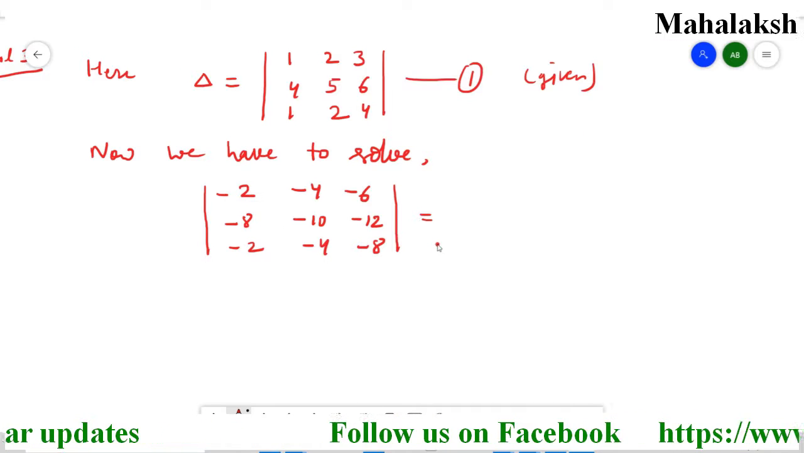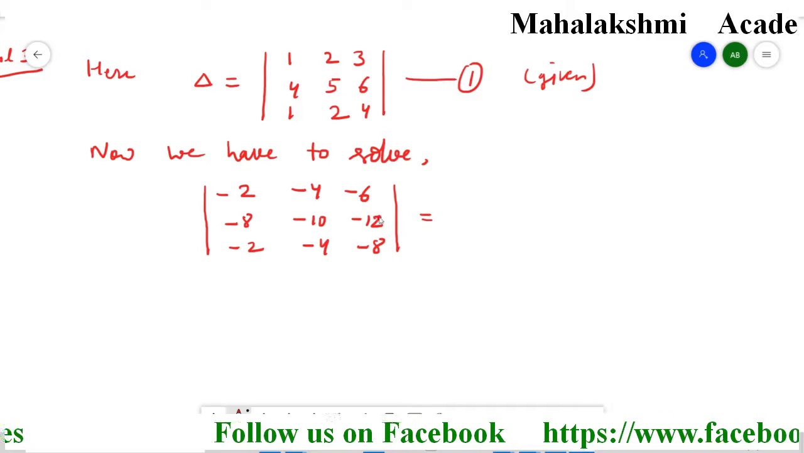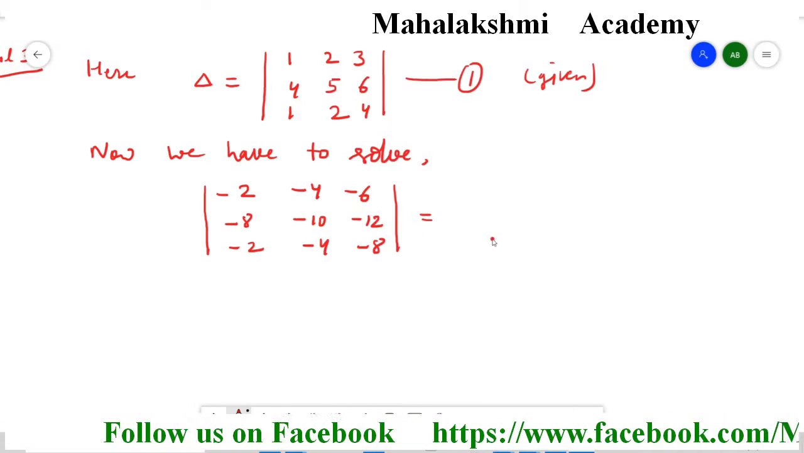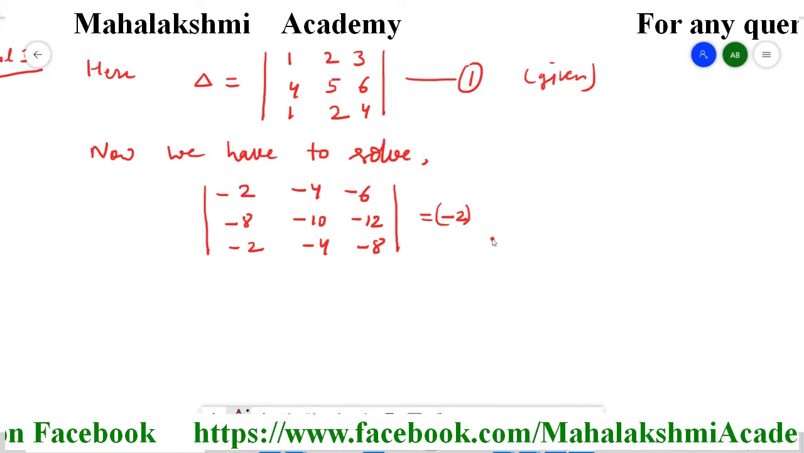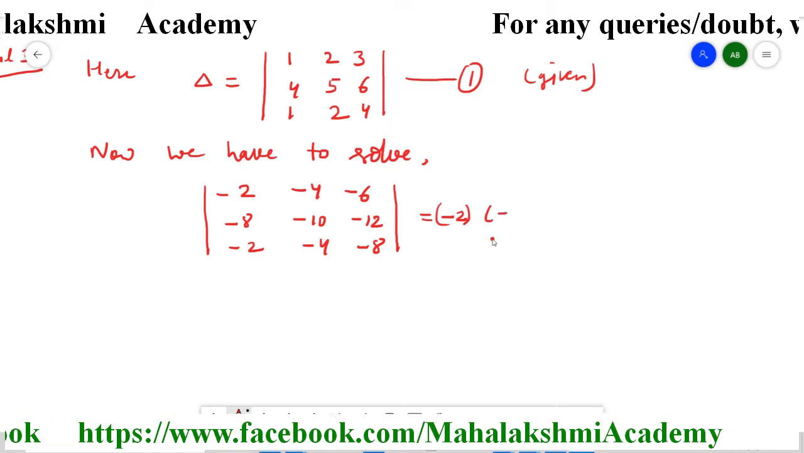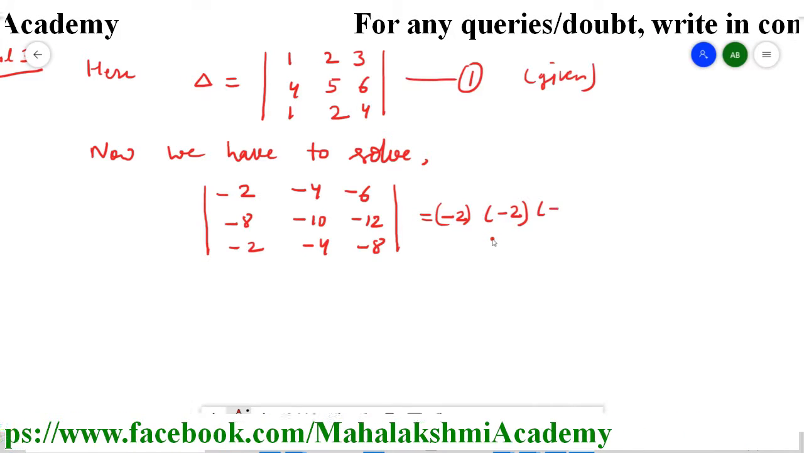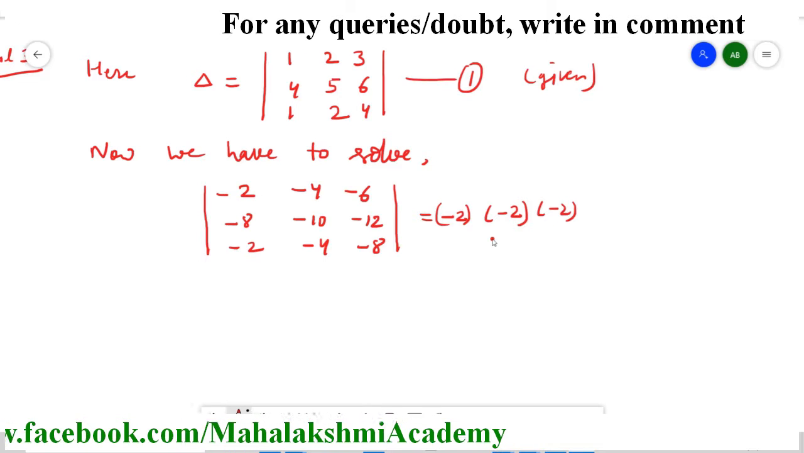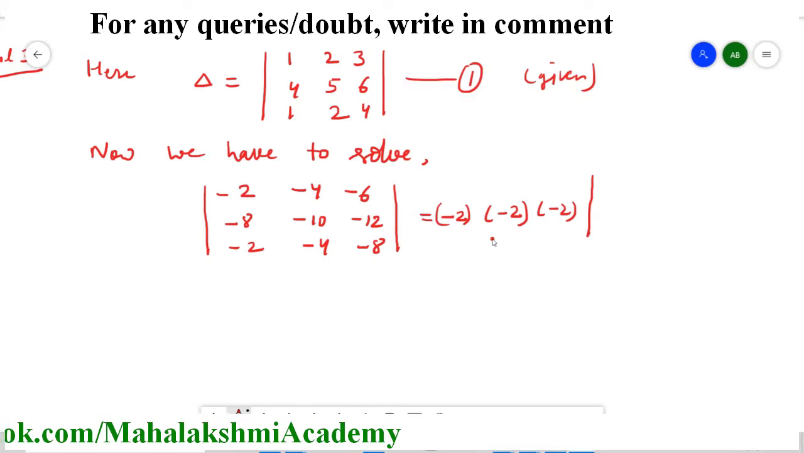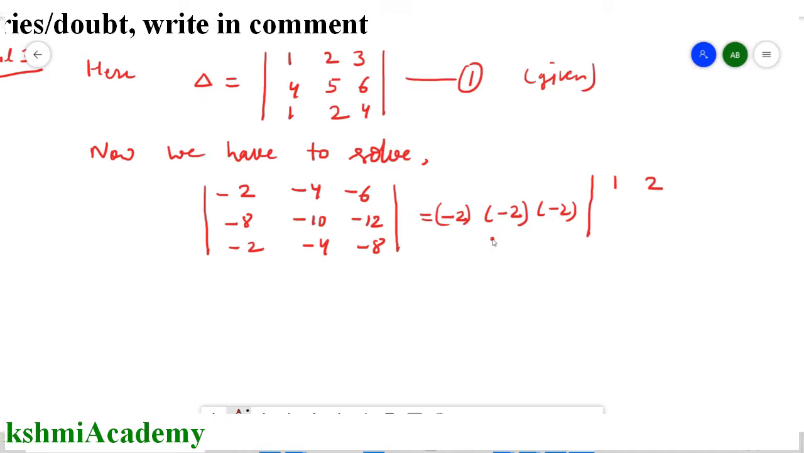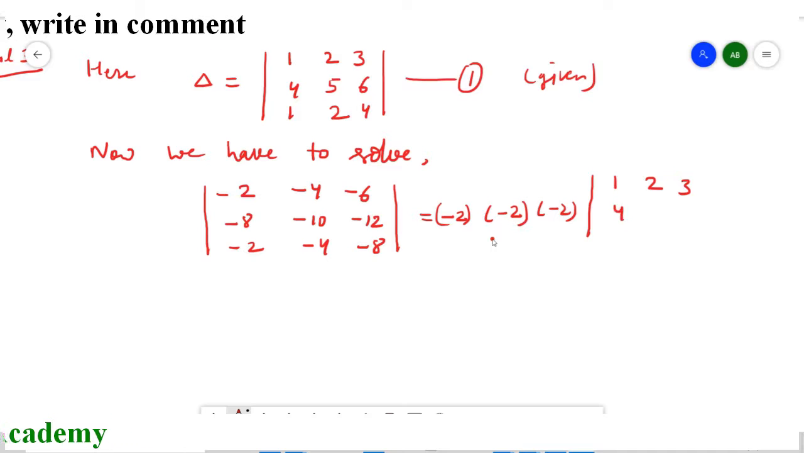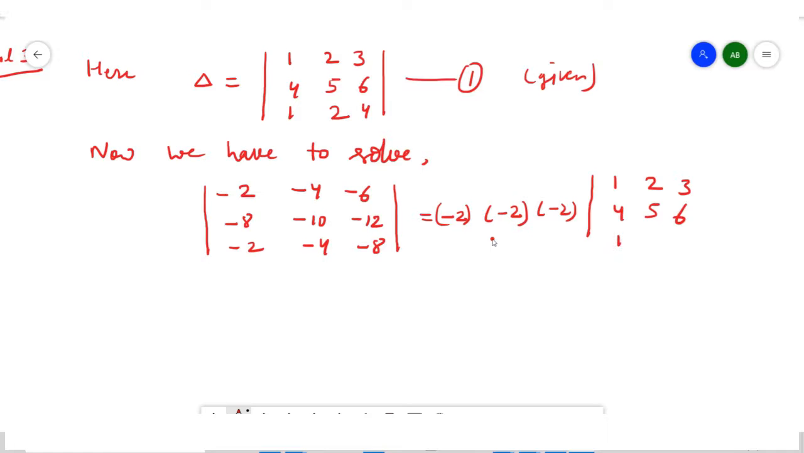Whatever you take common from the determinant comes outside of the determinant. So the conclusion is, one -2 will be taken common from the first row, another -2 from the second row, and another -2 from the third row. After taking common, you are left with the elements divided by -2, so you will get here 1, 2, 3, then 4, 5, 6, 1, 2, 4.